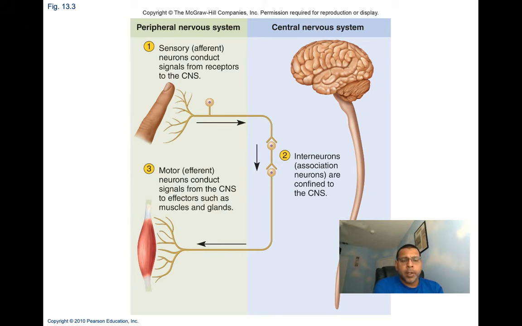Now, when we talk functions of the nervous system, it's got three basic functions. These three basic functions include number one, sensory input. Sensory input is one function where the nervous system uses its millions of sensory receptors to monitor changes inside and outside the body. The second function then is integration. The nervous system processes and interprets sensory input and then decides what to do with it.